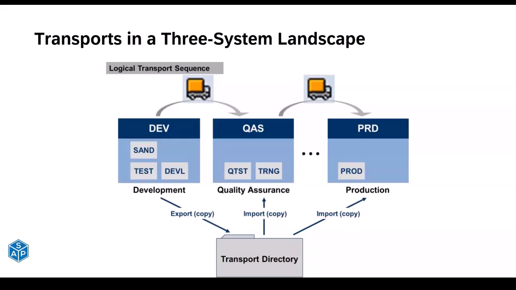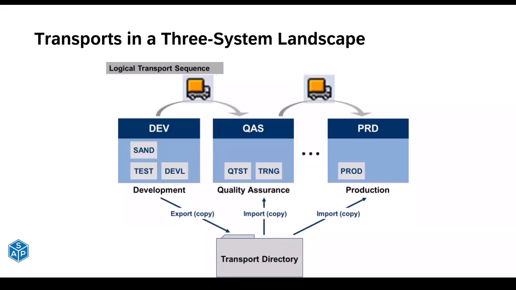Now, what happens when you create a TR? It will create a transport request, and when you release that TR, from the development system, the source system, it will create two files on a shared directory.